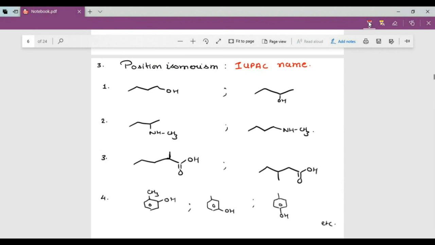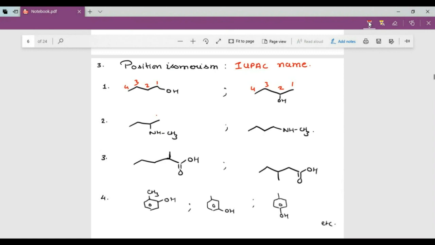Correct? For example, here you will call it 1-butanol, whereas here you will call it 2-butanol. So they are both butanol. The only difference is in the position of the OH group. So they are called positional isomers of each other.